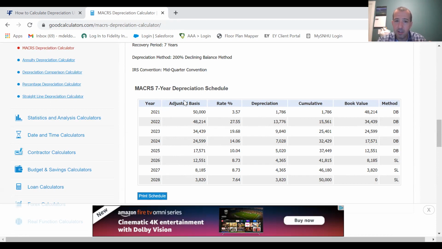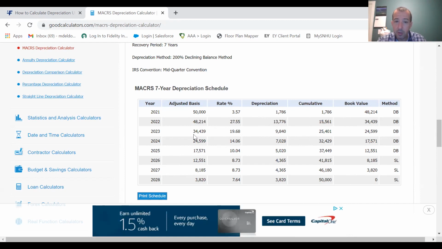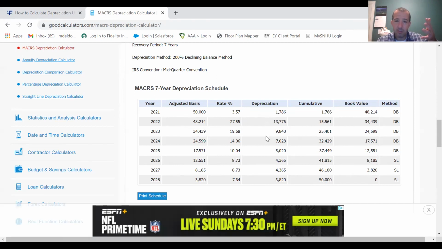We can either take the original basis and subtract it from the cumulative in order to get to 34,439, or we could take the adjusted basis from year two and subtract it from the year two depreciation. Either way gets you to the same results. It might be easier just to use the original cost basis minus the cumulative, but everyone has a different way to do it. You get to the same book value of zero, and the depreciation looks the same, where it's the half or mid-year convention in year one, so it's slightly less. It's higher in year two, and then it goes down.